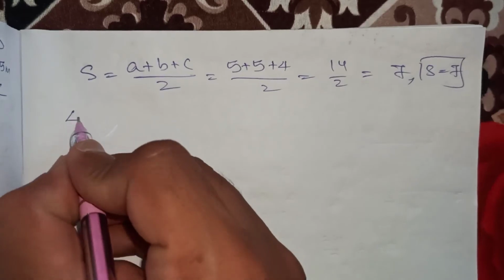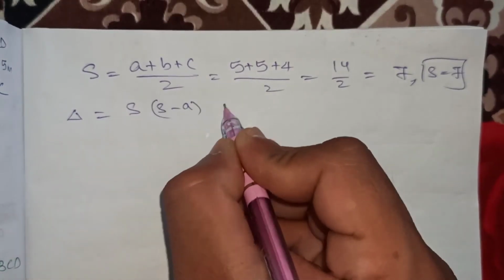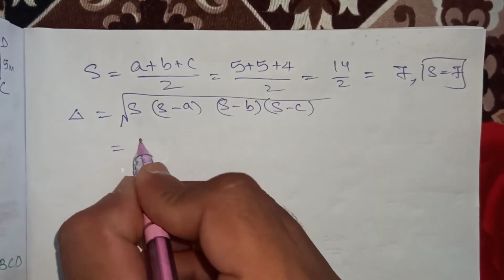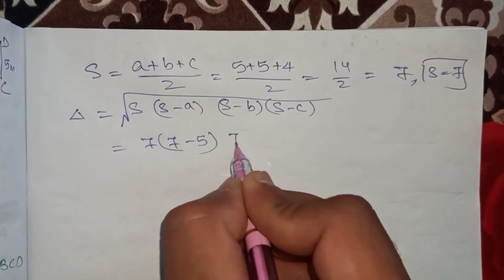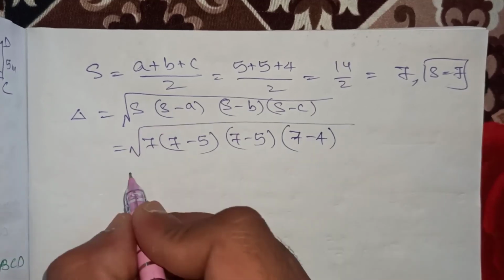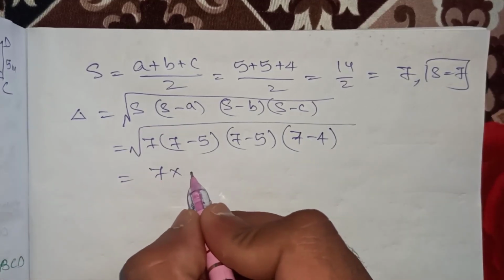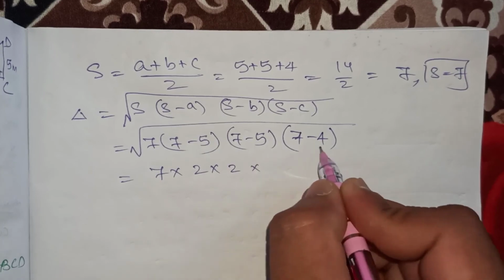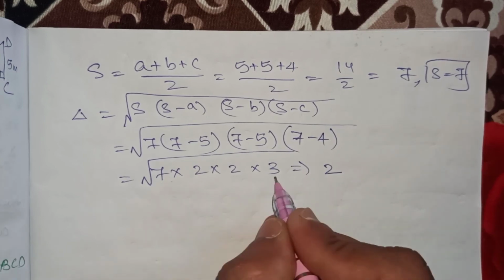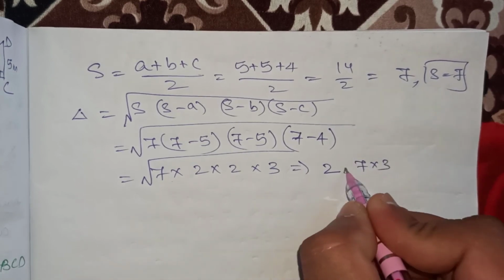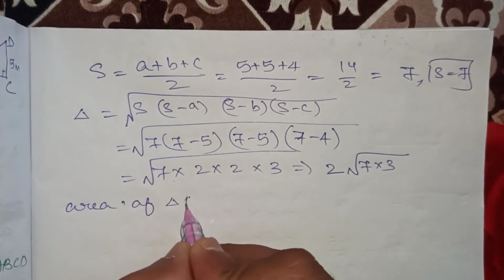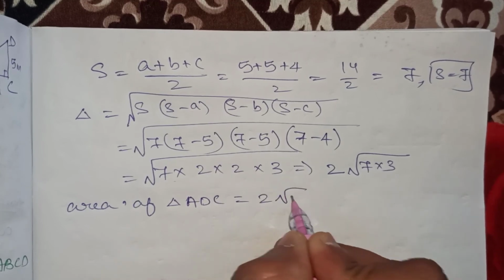Okay. Now we will use the area formula. Area equals square root of s(s minus a)(s minus b)(s minus c): 7, 7 minus 5, 7 minus 5, 7 minus 4. Okay. 7 will be as it is. 7 minus 5 is 2, 7 minus 5 is 2, 7 minus 4 is 3. Out of 2, 2, one 2 we can take outside, and both the 7 and 3 will be written inside the square root. So the area of triangle ADC is 2 root 21.